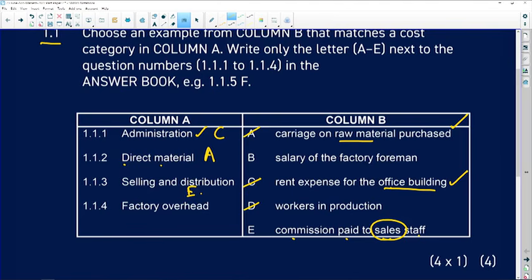And then finally, factory overhead, that deals with an indirect expense, but relating to the factory. I can actually hear you calling out the answer. Yes, you are correct. It is B. So 4 marks, 4 easy marks. Again guys, just read through the statements carefully before you choose the correct answer. Right, let's move on.